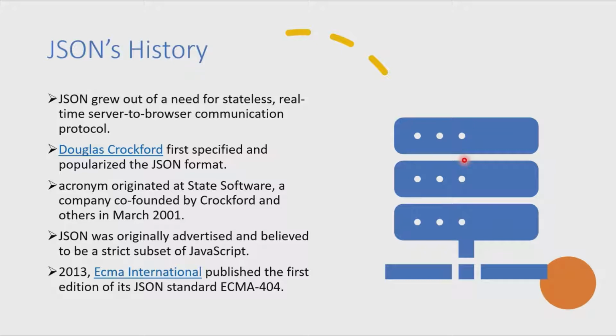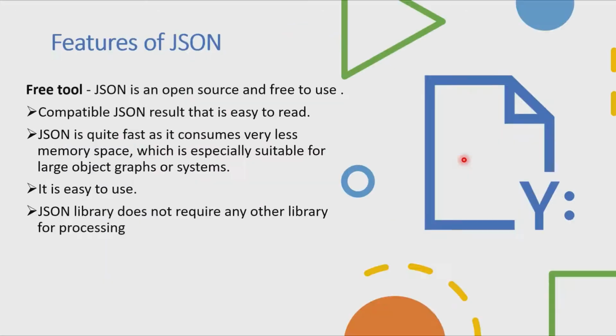JSON was originally advertised and believed to be a strict subset of JavaScript. In 2013, it was published in one of the ECMA International journals. What are the different features of JSON?